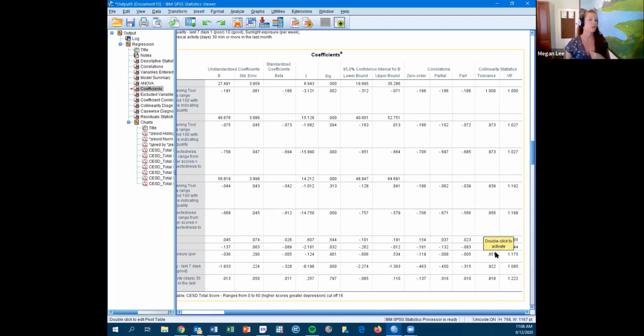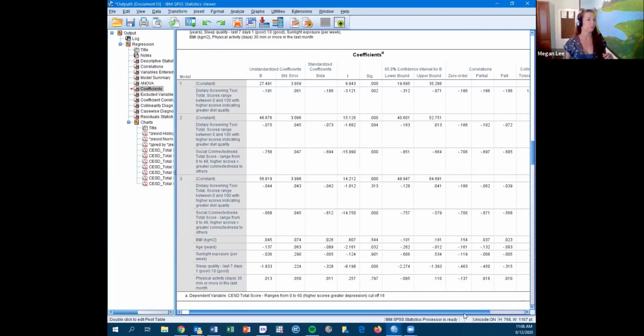So if tolerance is less than 0.2 and VIF is greater than 10, then you have a problem. But these all look pretty good to me. They're all 0.9, 0.8, and the VIF is around 1. So we've got no problem with multicollinearity. So it's a double check. So there's another tick for another assumption.